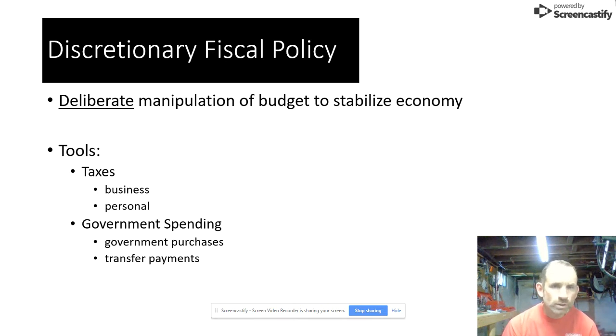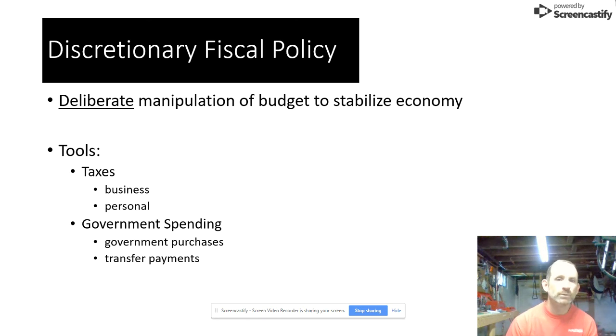So discretionary fiscal policy refers to the deliberate manipulation of the government budget for the purpose of stabilizing the economy, doing that same thing I just showed you of evening out the ups and downs of the economy. And basically the tools are taxes, both business and personal taxes, and government spending, which includes government purchases, actual purchases of goods and services, and transfer payments.